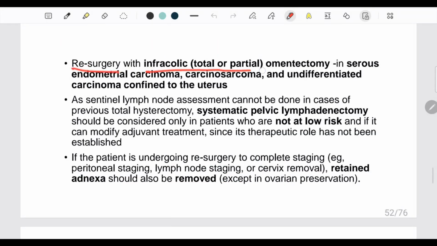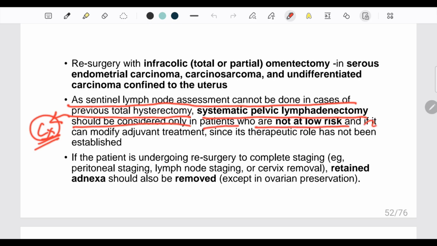Resurgery with infracolic omentectomy. Indications are serous endometrial carcinoma, carcinosarcoma, and undifferentiated carcinoma confined to the uterus. Sentinel lymph node assessment cannot be done in cases of previous total hysterectomy. In case of previous total hysterectomy, there will be no cervix, so where to inject the dye? Then systematic pelvic lymphadenectomy should be considered only in patients who are not at low risk, and if it can modify adjuvant treatment, since its therapeutic role has not been established yet.